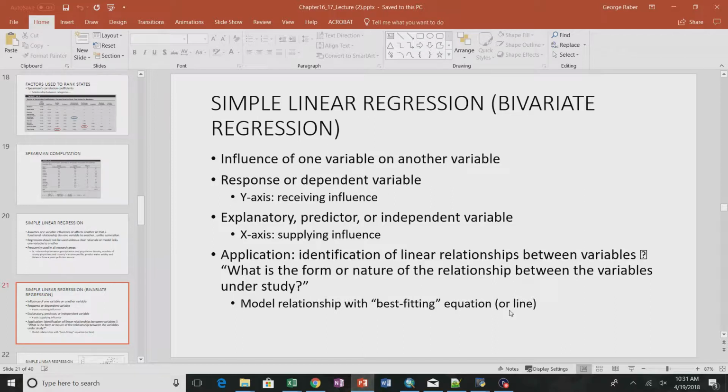So we're always going to have a response or dependent variable, and then today we're going to talk about having a single explanatory or predictor independent variable. Those are all three terms that get used. The point is, it's the variable that's driving the other variable, the response variable. The application here is to identify a linear relationship between variables.